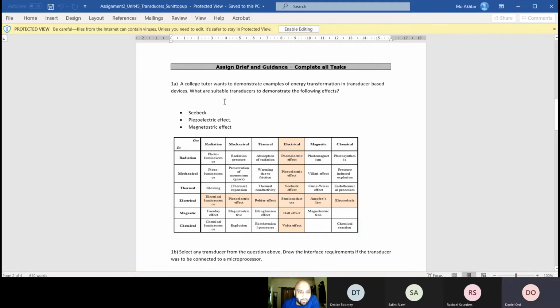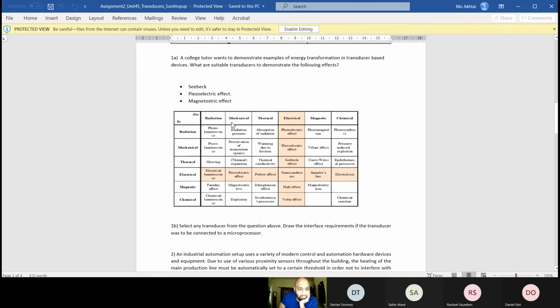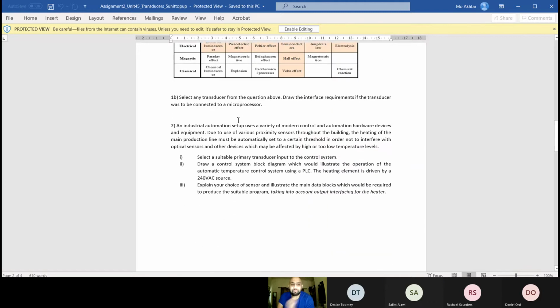So then you've got the piezoelectric effect and magnetostrictive effect. You've got to find out what transducers best fit this criteria, and talk about them in detail. In this case, it's going to be sensors, primary transducers, which are sensors.